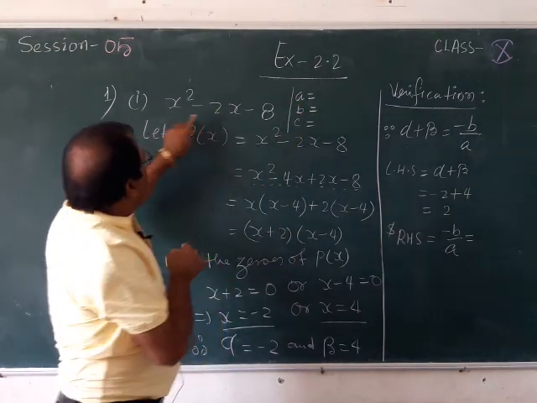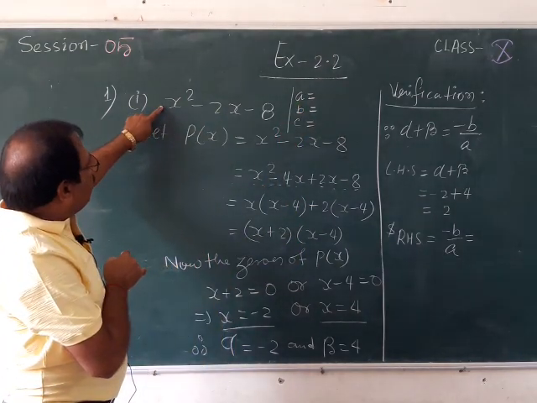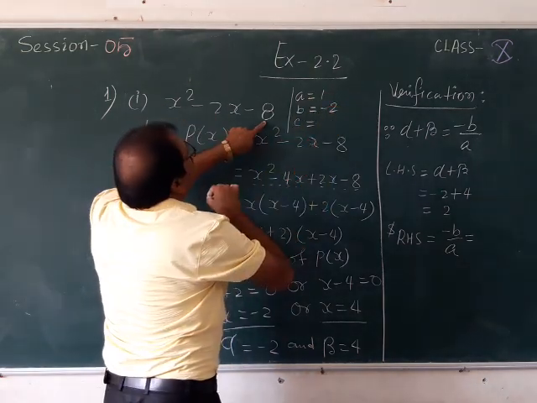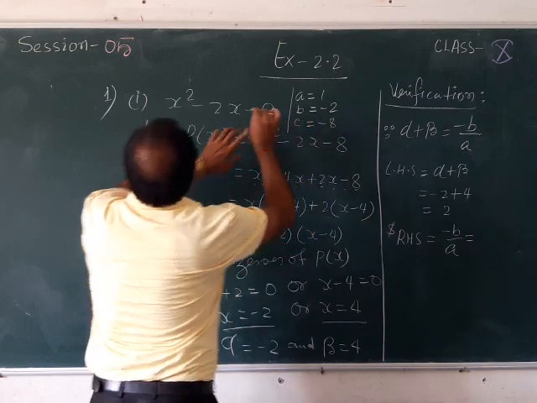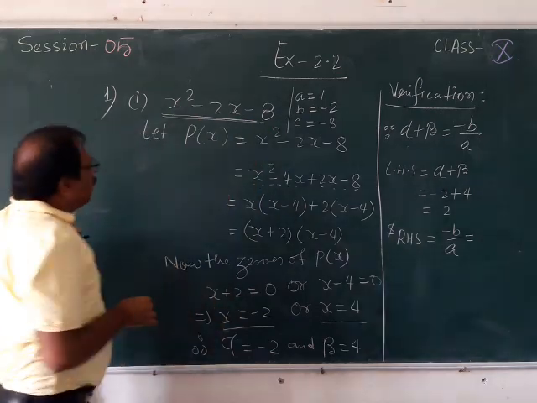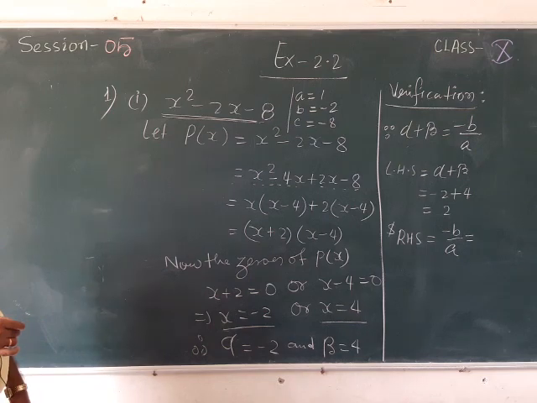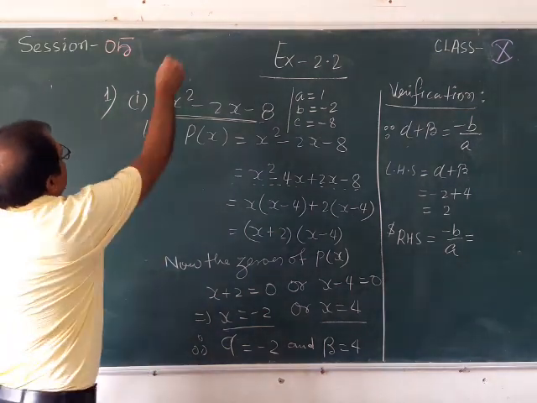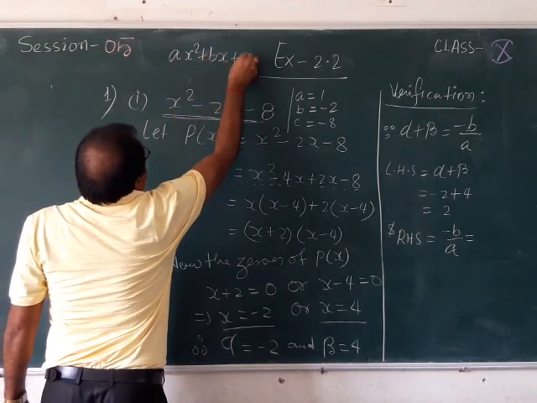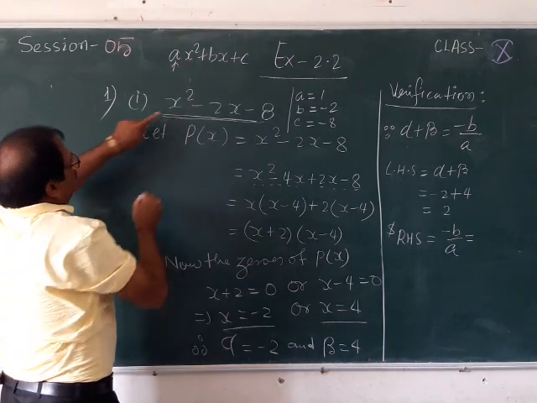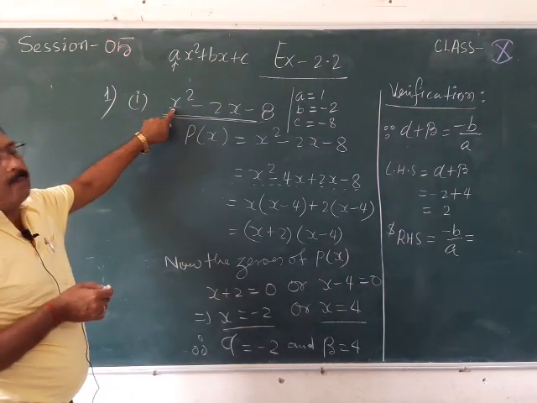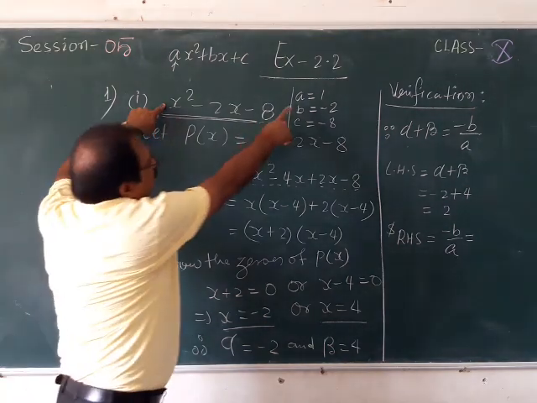At the place of a, what value are you having? 1. At the place of b, what value are you having? Minus 2. At the place of c, what value are you having? Minus 8. That means you are comparing your polynomial with the standard form of a quadratic polynomial, that is ax square plus bx plus c. So you are checking what is at the place of a. That means a is the coefficient of x square, and here the coefficient of x square is 1 only. So I have written here 1.